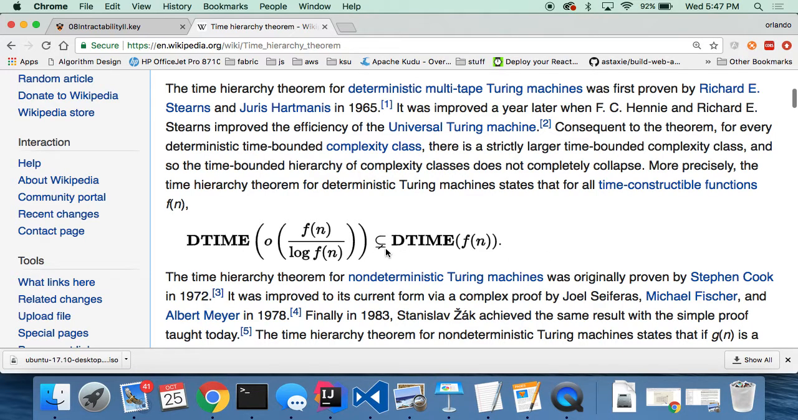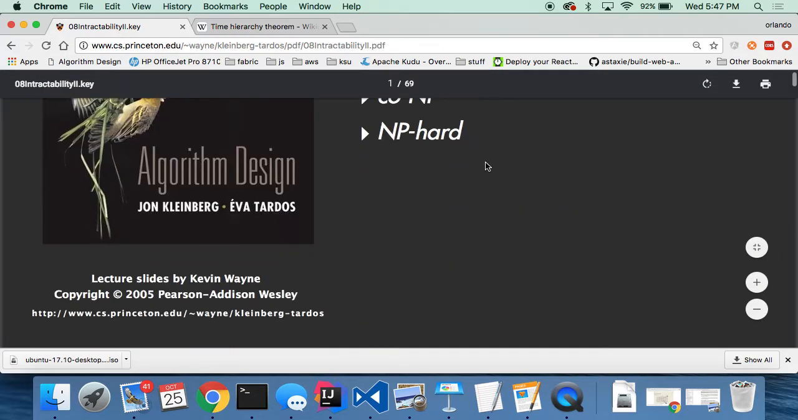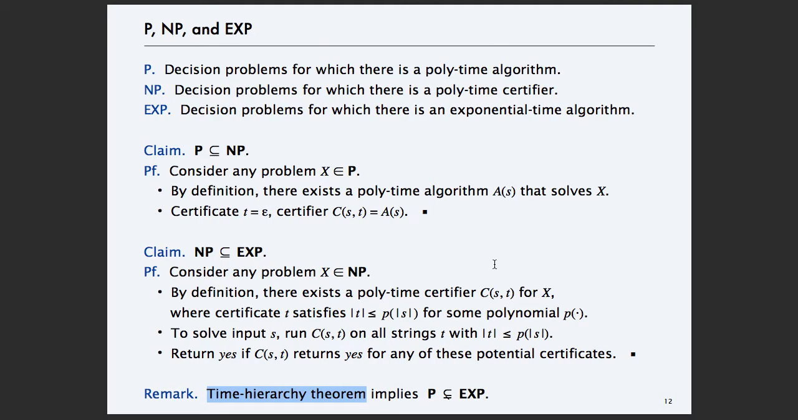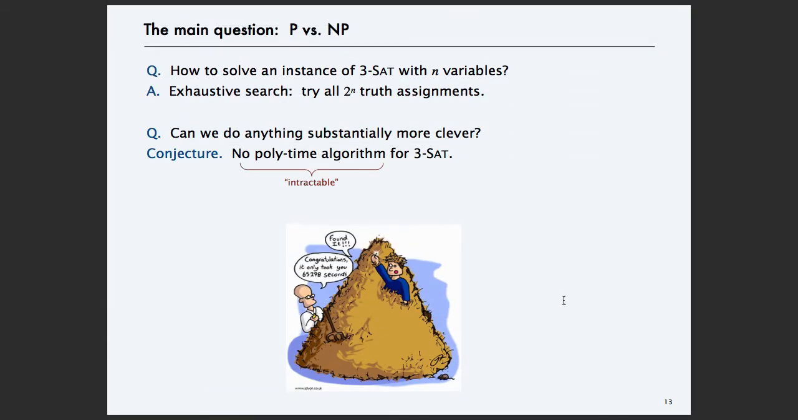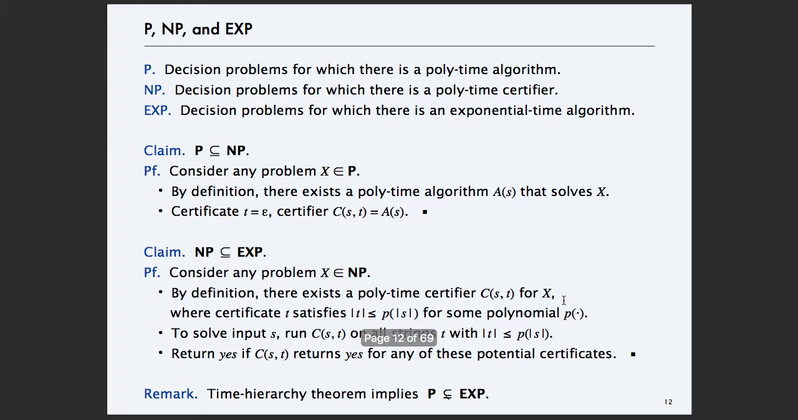Yeah, they couldn't find the right symbol. The equal sign is crossed the wrong way, but my font is bad. So we know that P is a proper subset of EXP. We don't know whether it's a proper subset of NP. We know there is a subset, but we don't know whether they're equal or not.